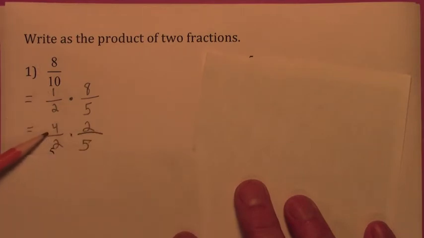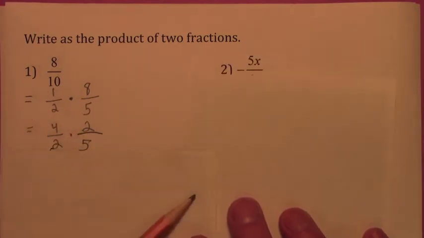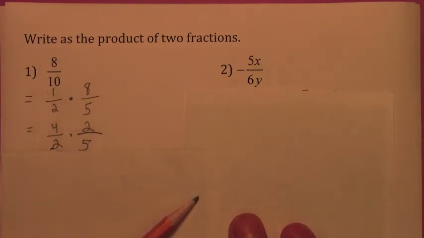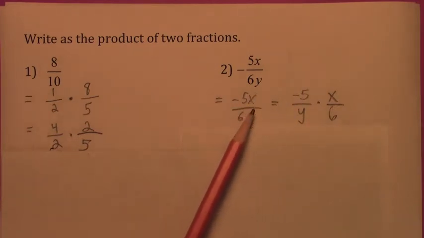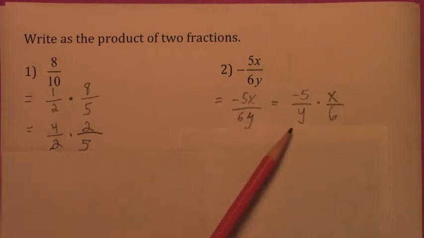If the first fraction was 4 over 2, the other one, in order to get 8/10, wouldn't you have to have a 2 here and a 5 here? So there's lots of ways to do it. How about this one? Can you think of 2 fractions that multiply together to give this? If you first move the negative up to the top, then the product of the numerators has to be negative 5x, and the product of the denominators has to be 6y.